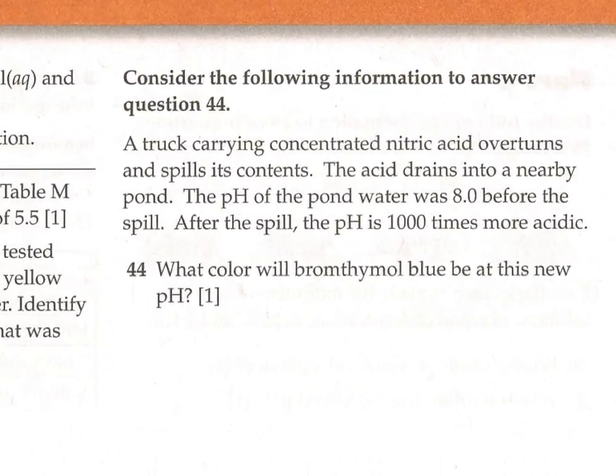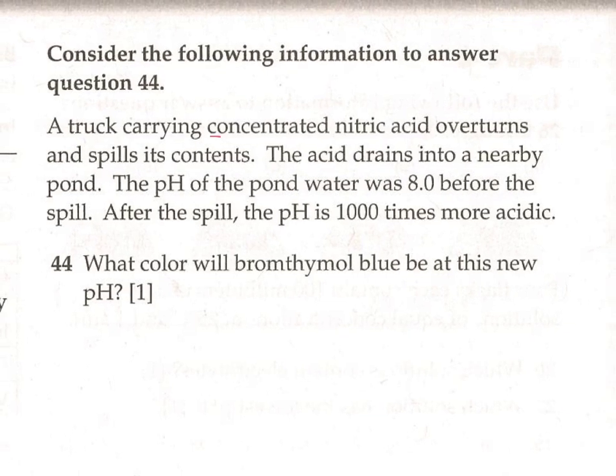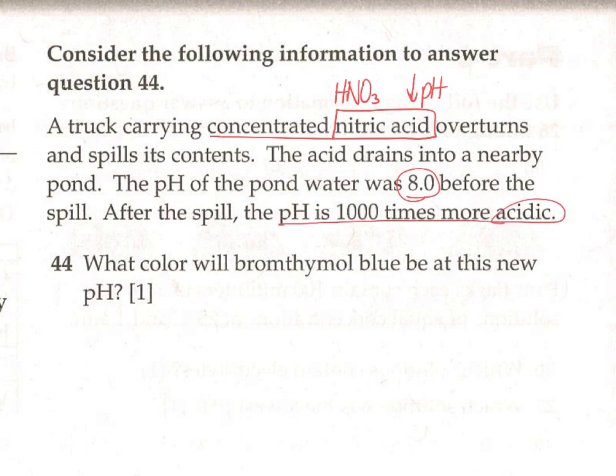Look at the last question here. So the last one we look at. A truck carrying concentrated nitric acid. Nitric acid is HNO3, has a low pH, overturns and spills its contents. The acid drains into a nearby pond. The pH of the pond water was 8 before the spill. After the spill, the pH is 1,000 times more acidic. So what will the new pH be, first of all? So if it's 1,000 times more acidic, that means the pH is going to go lower. And because it's 1,000 times more acidic, it's going to go lower 3 units. So the final pH is going to be 5.